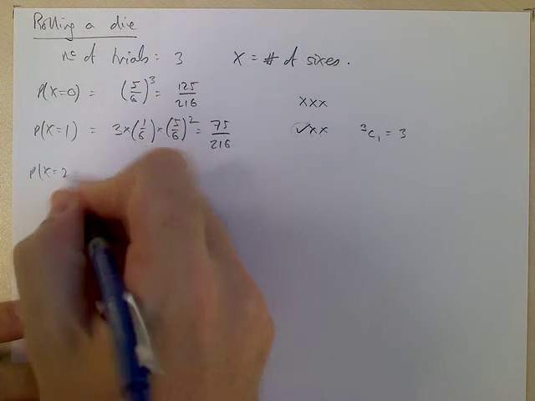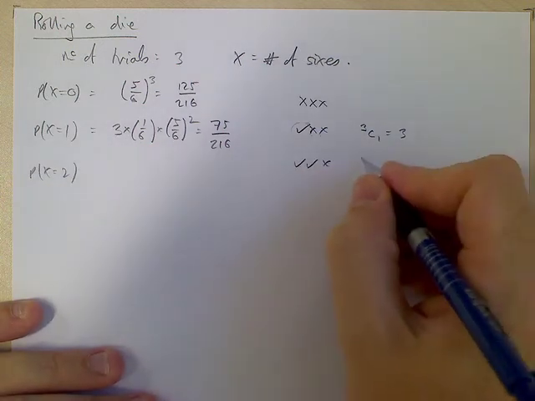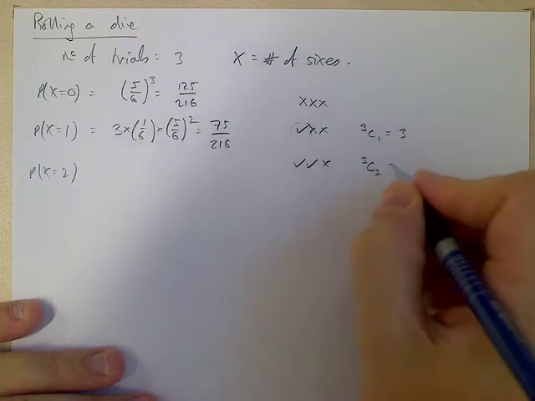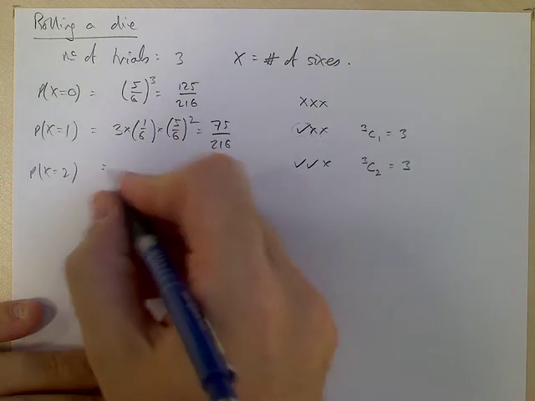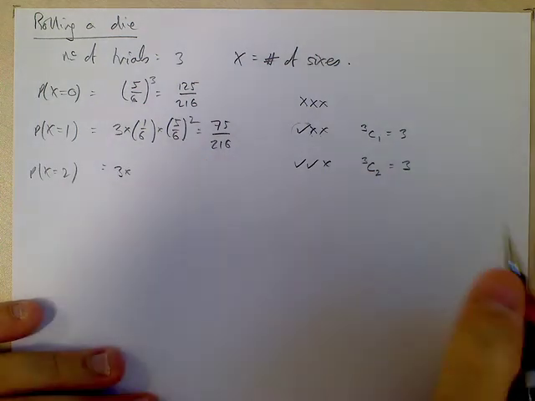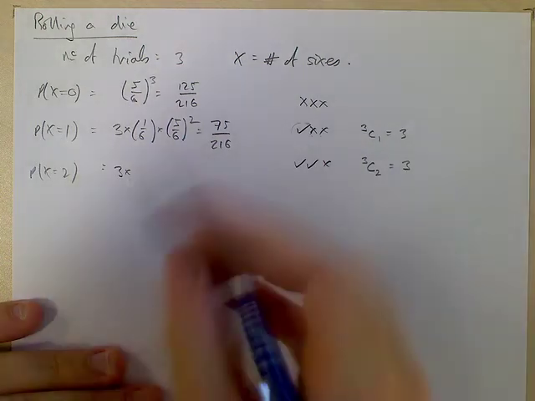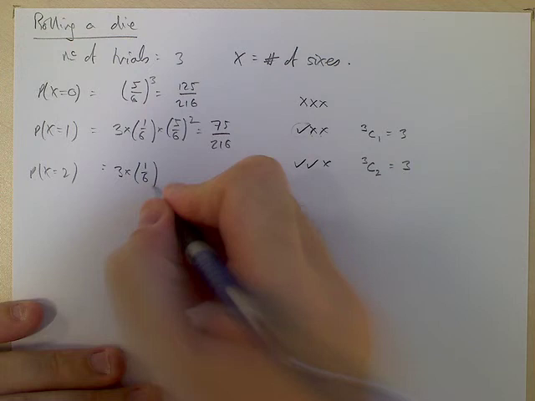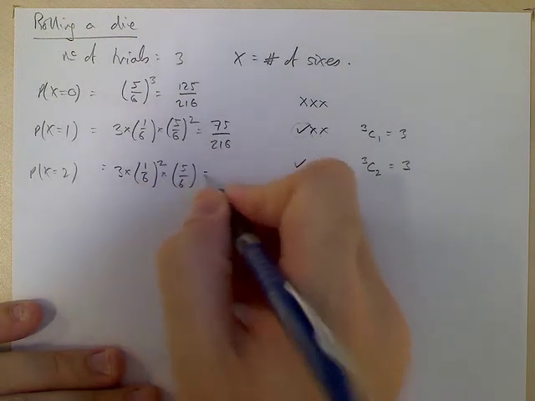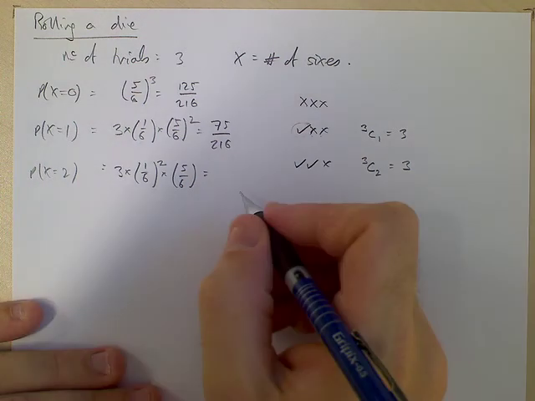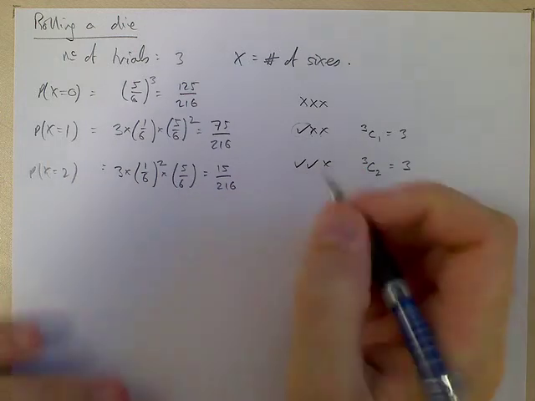Probability of x is 2. Let's go through this again. Tick, tick, cross. Again, I've got 3. I'm selecting 2 things. Again, it's 3, so 3 lots of... Now this is where the symmetry changes. In the previous question, this answer was the same as x is 1. But now it changes because I now need 2 successes and I need 1 failure. So giving me a different answer this time of 15 out of 216.